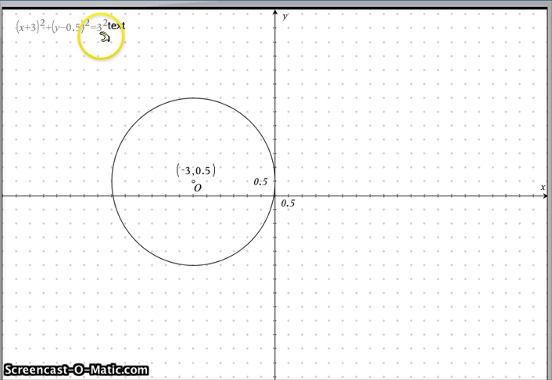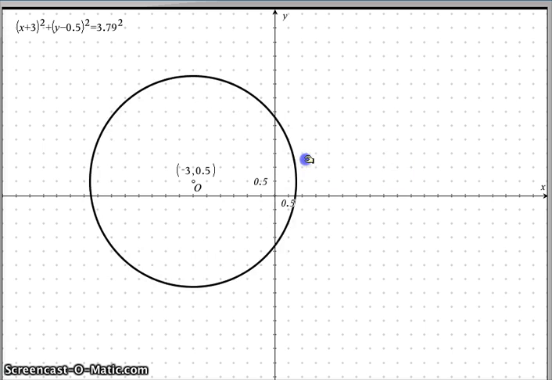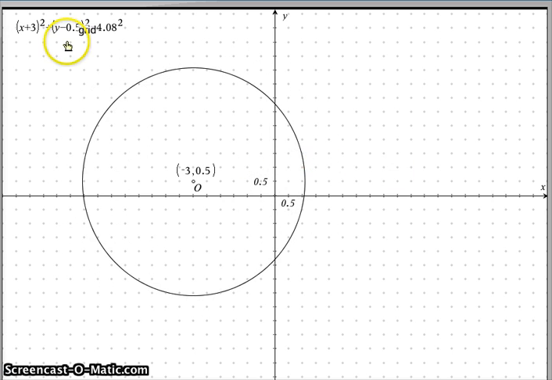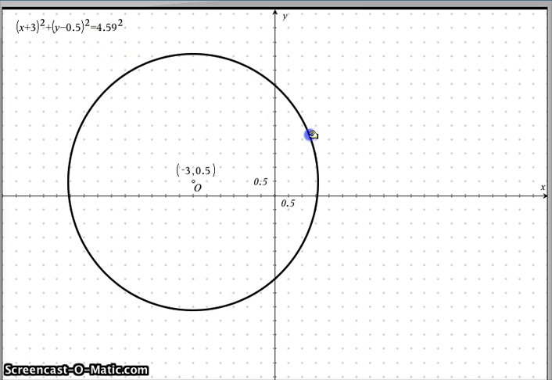I can see that because it's got the 3 squared, and my center point here would be -3 for my x term, positive 0.5 for my y term. And if I look at that picture, that does make sense. As I make this bigger, my center point stays the same inside that equation, and the only thing that's changing is my radius.